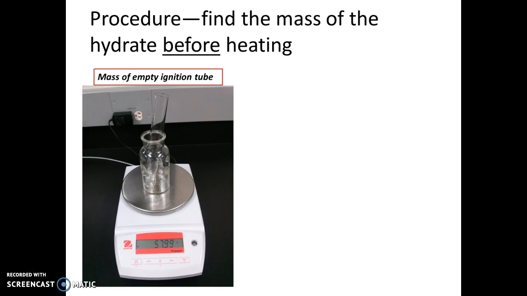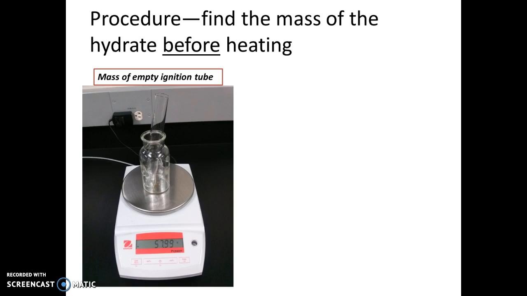To heat up your hydrate, you're going to want to do that in an ignition tube. And the ignition tube looks a lot like a test tube, but it has thick glass walls so that it can withstand the high amounts of heat from the Bunsen burner that you're going to use to heat your hydrate. The ignition tube will be in a rack at the front of the lab room. It's not something that you can find in the drawers.